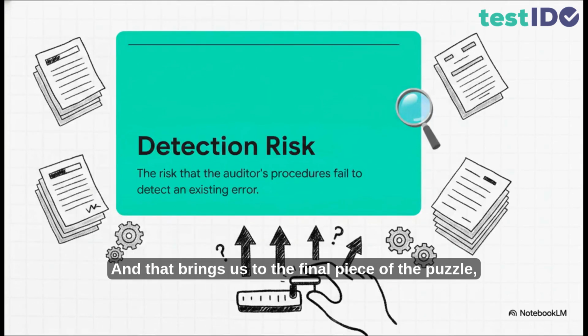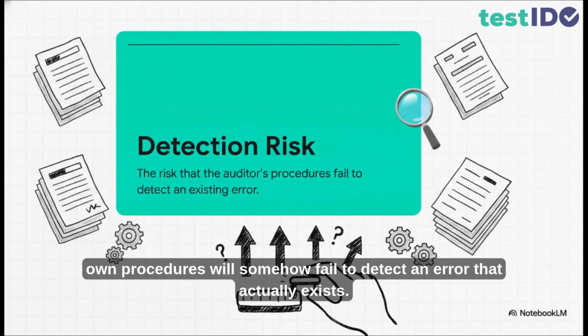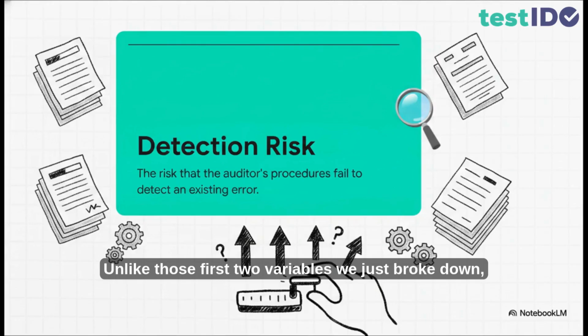And that brings us to the final piece of the puzzle, detection risk. This is the risk that the auditor's own procedures will somehow fail to detect an error that actually exists. Unlike those first two variables we just broke down, this final piece is entirely controlled by the auditor.